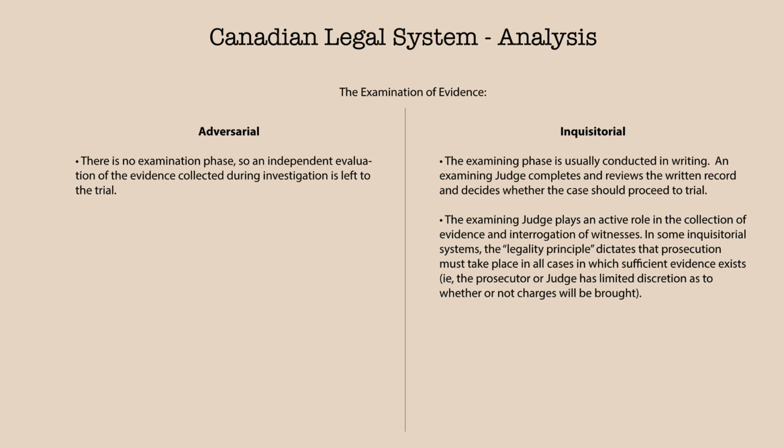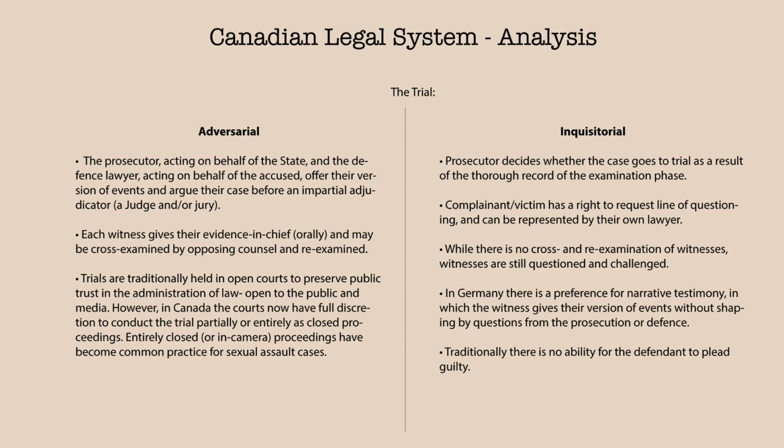Anyway, the end point of this slide is that depending on which level of court we're discussing, it's either adversarial or inquisitorial. Therefore, the Canadian system is a mix. Now for the trial. In the adversarial trial, the prosecutor, acting on behalf of the state, and the defense lawyer, acting on behalf of the accused, offer their version of events and argue their case before an impartial adjudicator, a judge and/or a jury. Each witness gives their evidence in chief and then may be cross-examined by opposing counsel and then re-examined.